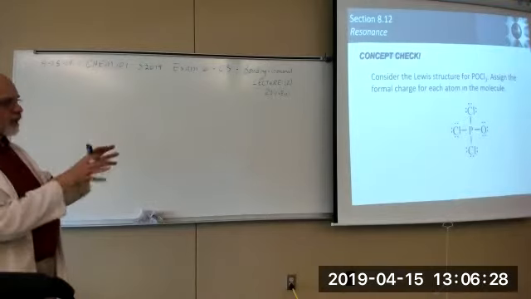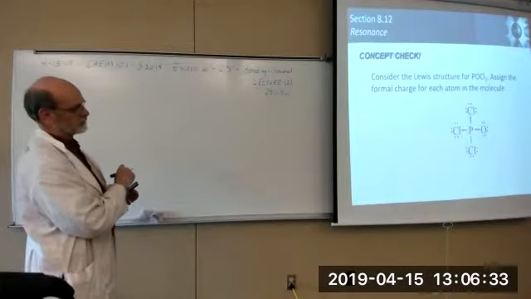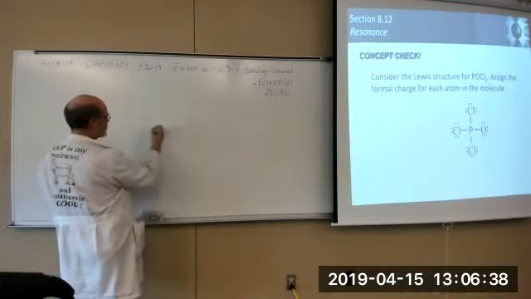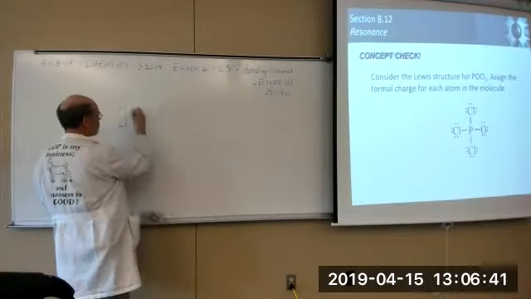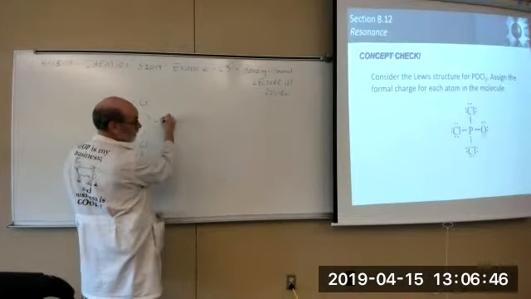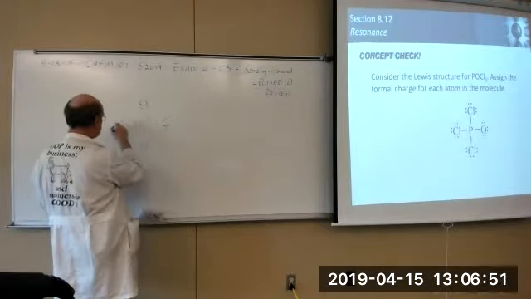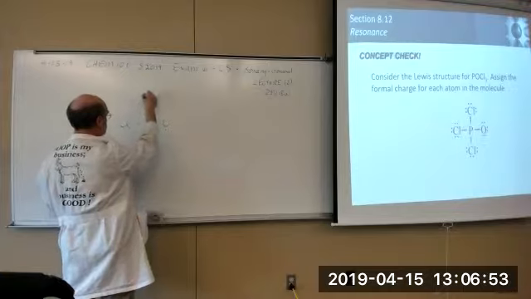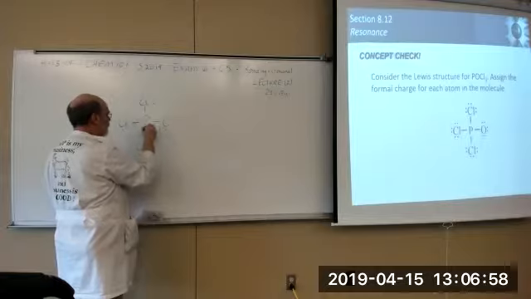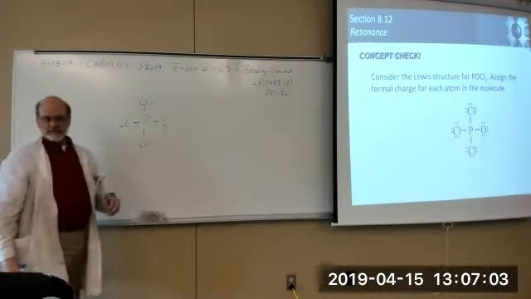So here's a Lewis dot structure for phosphorus chlorate. Right, so we got this one, chlorine, chlorine, chlorine, and oxygen. There we go. Okay. Now, how do we calculate formal charge for each one of these? Well, let's start with oxygen.